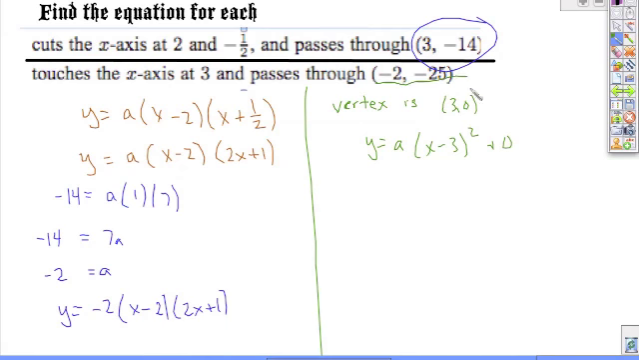Again, I need to find A using this point. So I have 25A equals -25. A is -1. And I could expand this out to general form if I wanted to. But with these problems, you have to look at what you're given, what information you have, and from there decide what method is best for coming up with our equation.